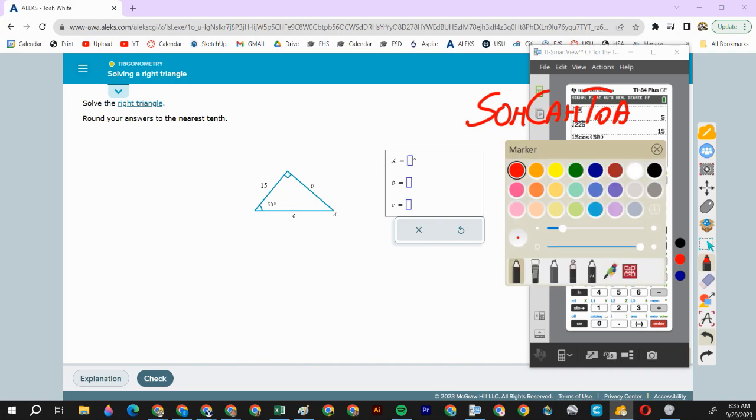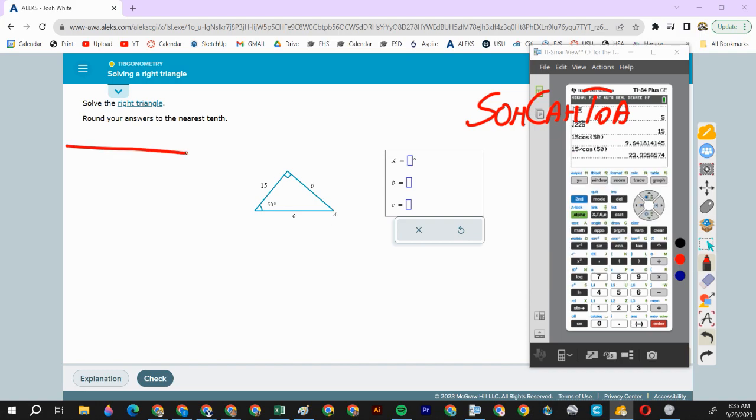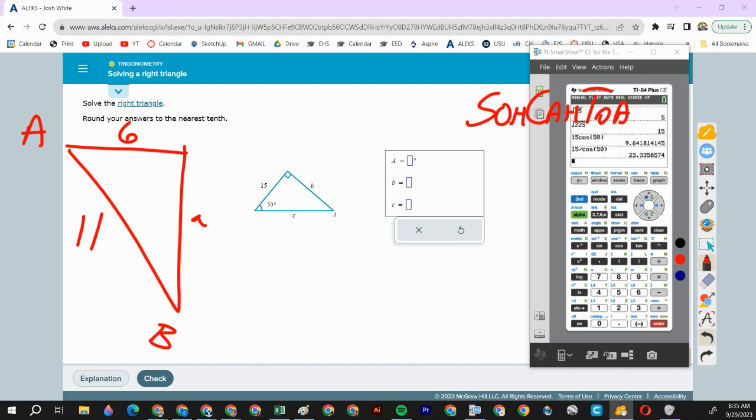What if I had this triangle? Let's call this A, B, so this would be little a. Here I need to find all of the angles and all of the sides. How would I figure out this angle?